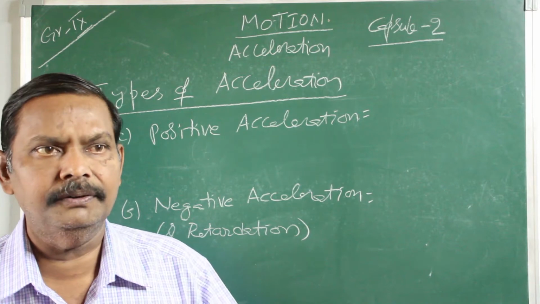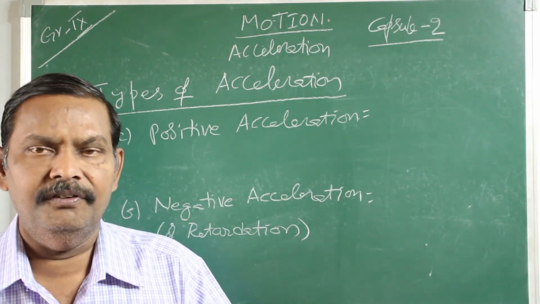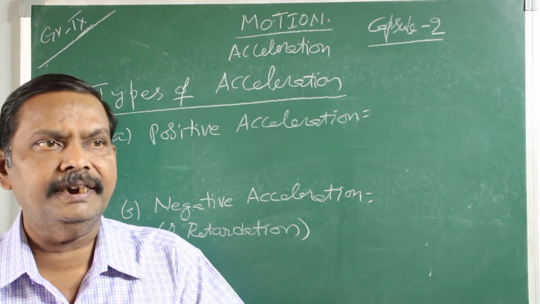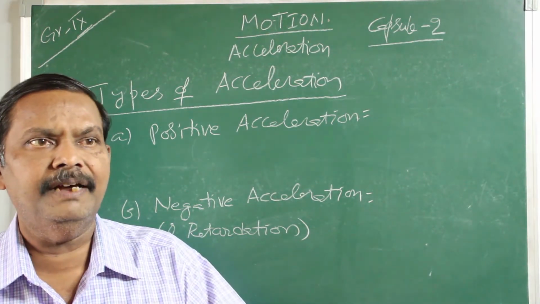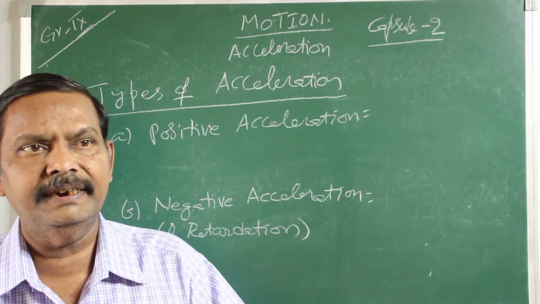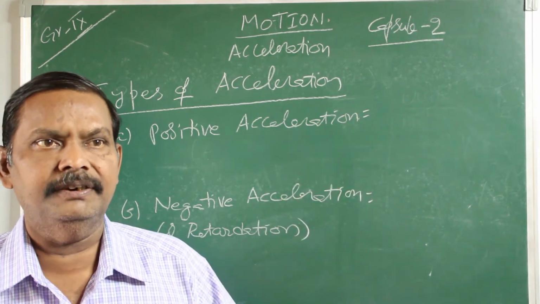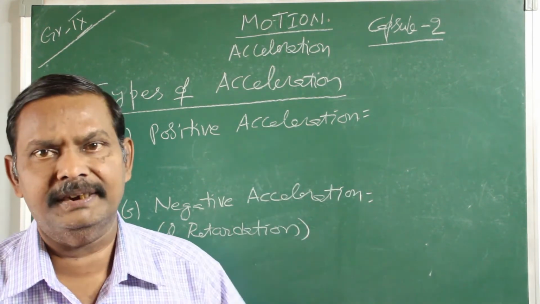For example, assume a train started from a station. When it is in the station, its velocity is 0 and it starts to move out. You can observe that slowly the velocity of the train is increasing gradually. In such a situation, we will say the train is traveling with a positive acceleration.